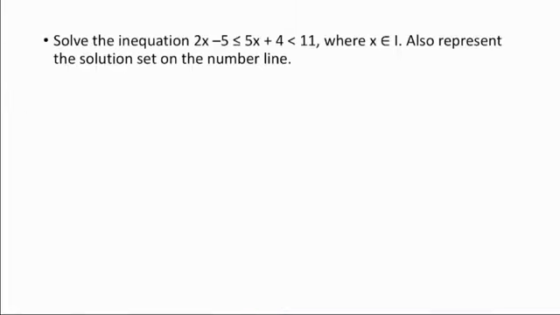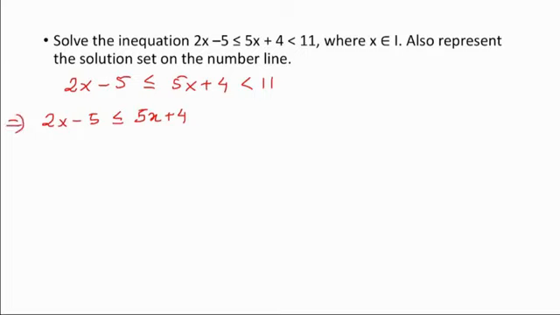So now let's look at the next question. In this question, the inequation given is 2x minus 5 less than or equal to 5x plus 4, less than 11. In such inequations, we solve it in two parts. So let's solve the first part. 2x minus 5 less than or equal to 5x plus 4. First of all, we want to get all the like terms on one side and the unlike terms on the other side. In order to do that, let's subtract 5x from both sides of this inequation.